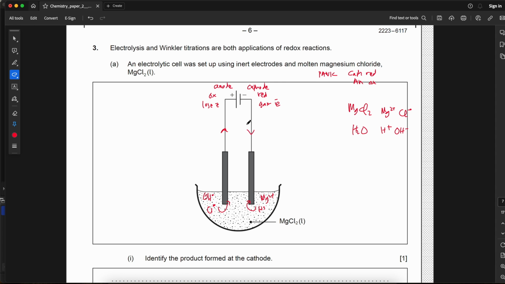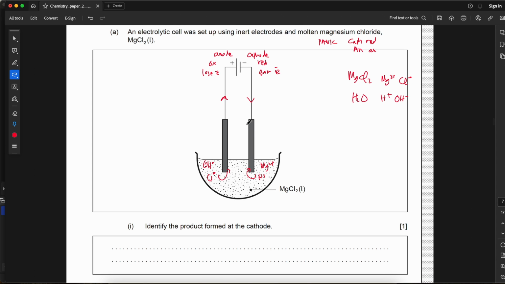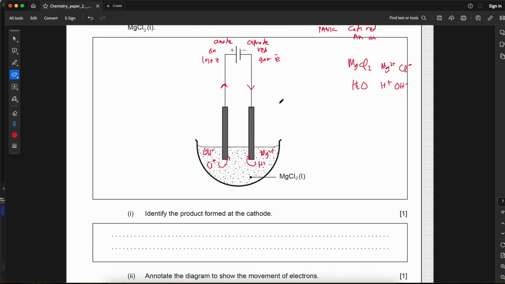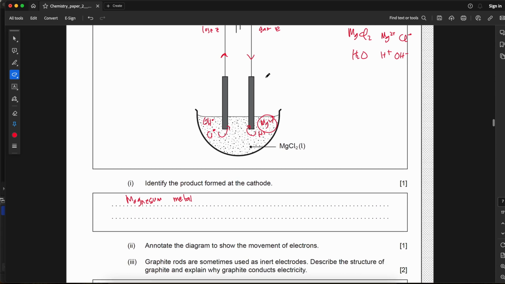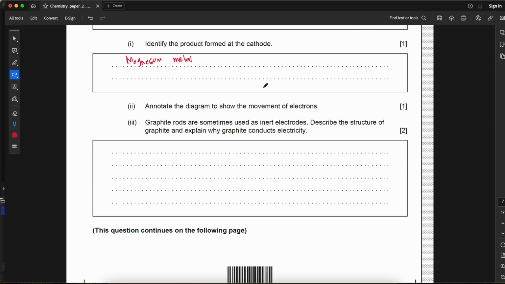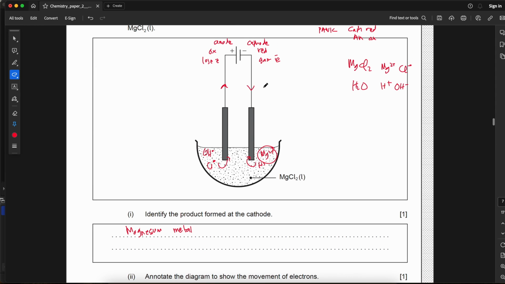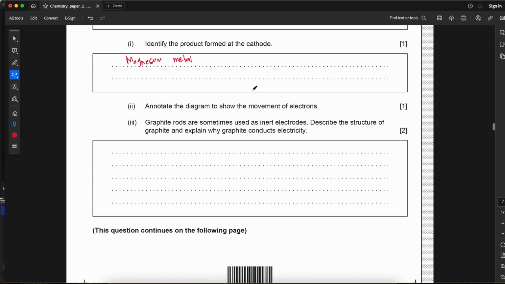All right, identify the product formed at the cathode. So we have cathode, so we have Mg right here, so it will be magnesium metal, because cathode is reduction. Here I already annotated the diagram to show the movement of the electrons. I already annotated as well.